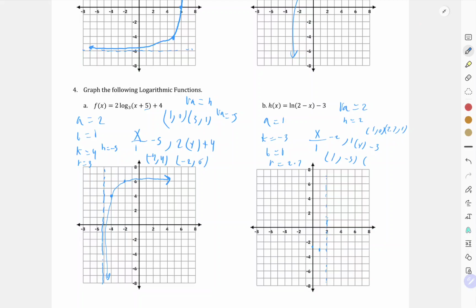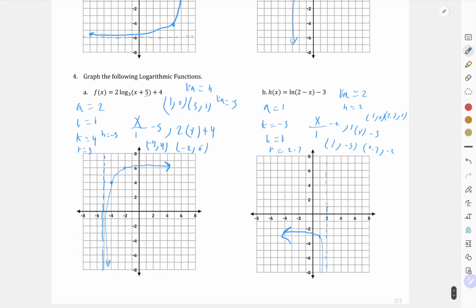So 2.7 minus 2 is just 0.7. And then if you just plug this in, it's just negative 2. So honestly, I would just plug this in and it'd be like, okay, 0.7 here, 2 here, and then there's also an intersection here, and then I'd just go like this. I'd just go like that, honestly. But that's pretty much logarithms.